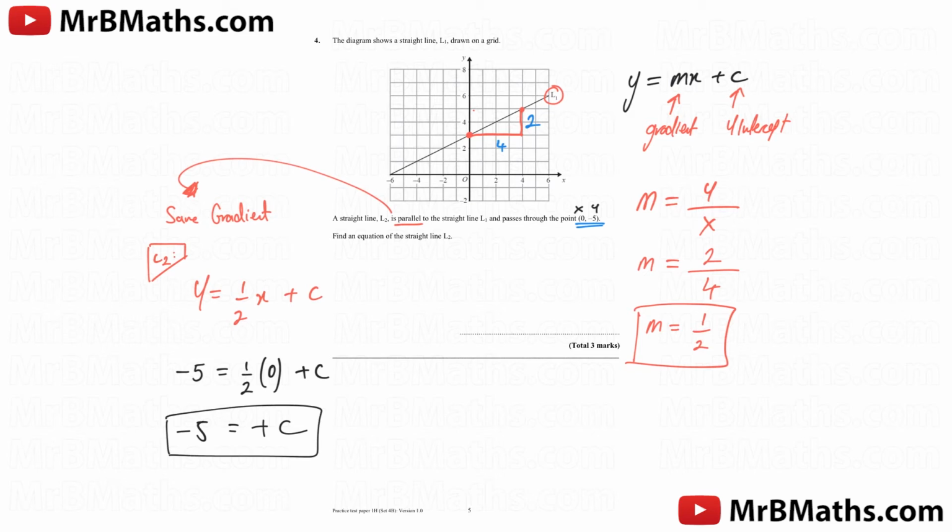Therefore c is -5. So if we write what we know from the gradient and what we know from the intercept, we end up having y equals half x minus 5. And this is the equation of the line for L2.